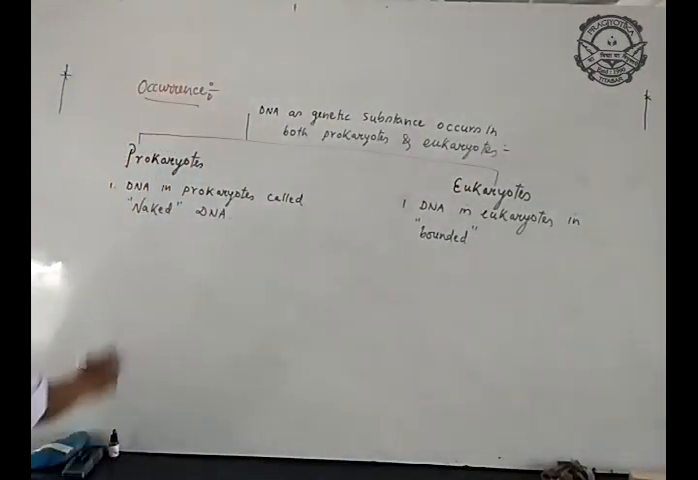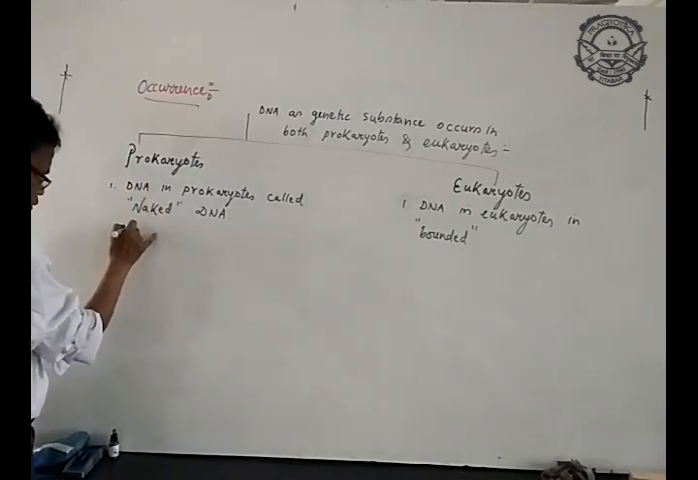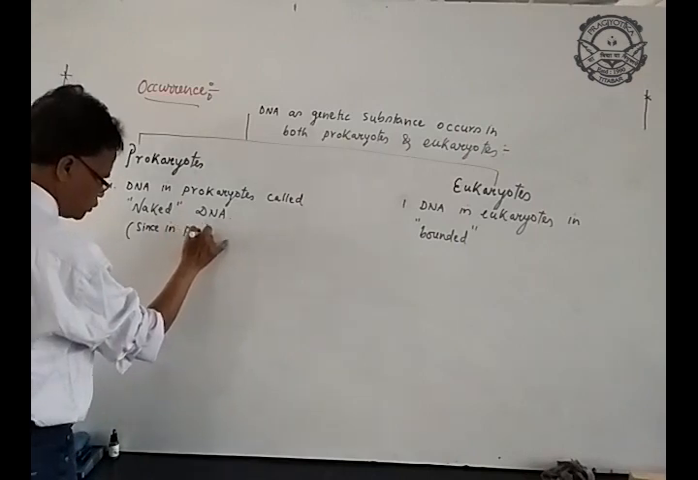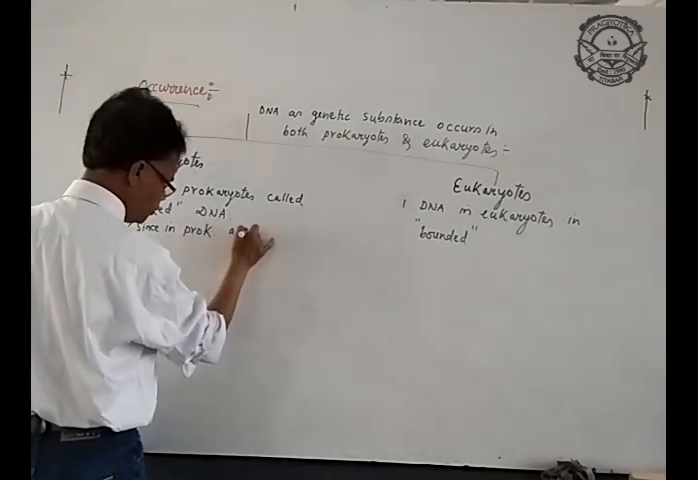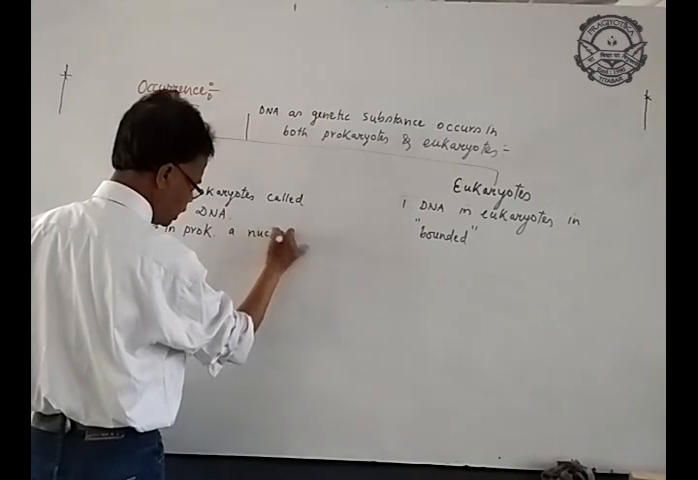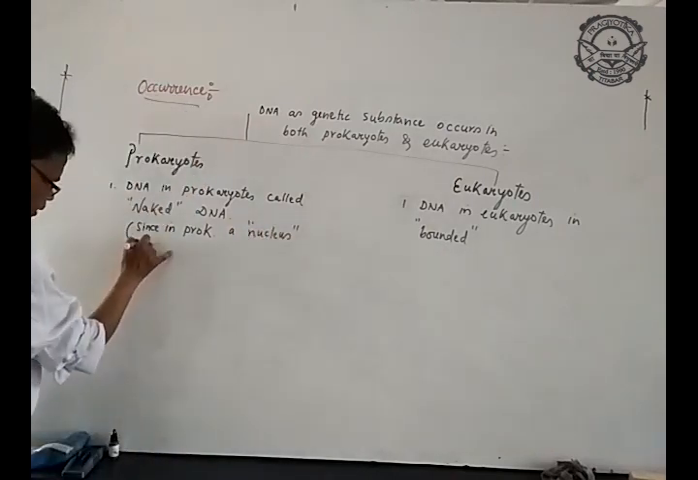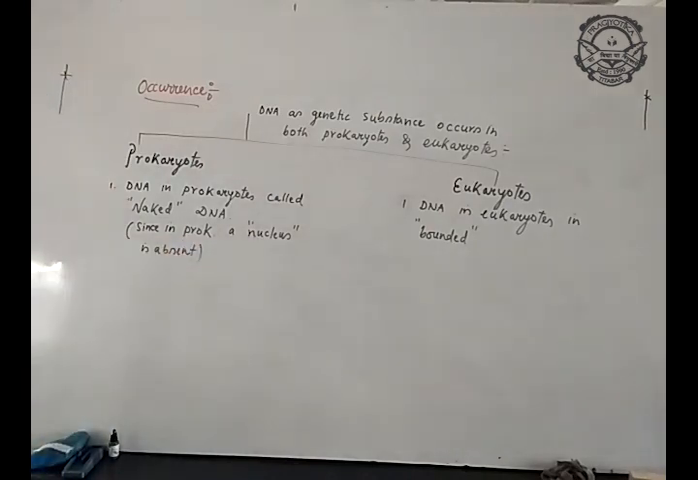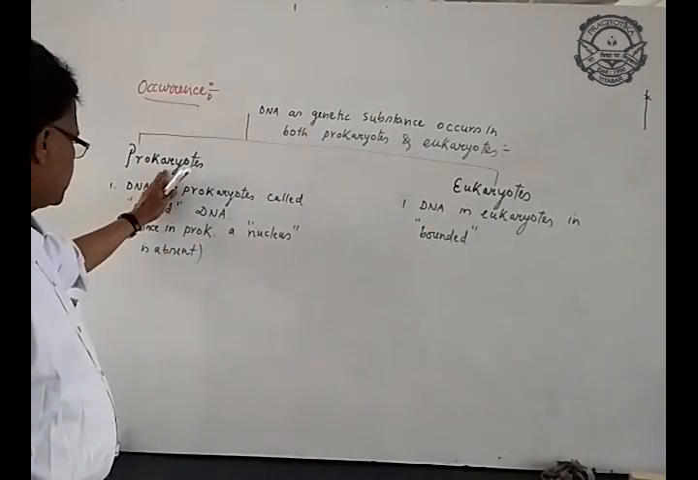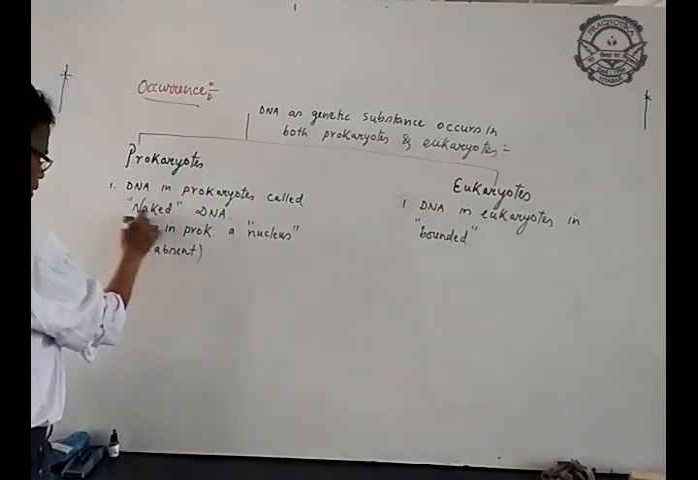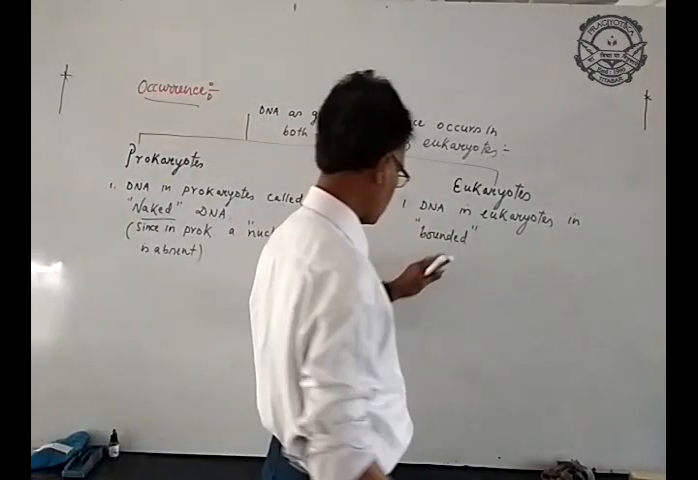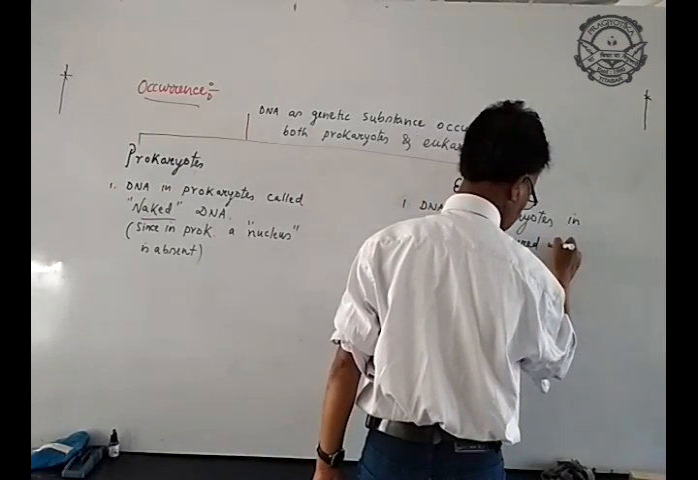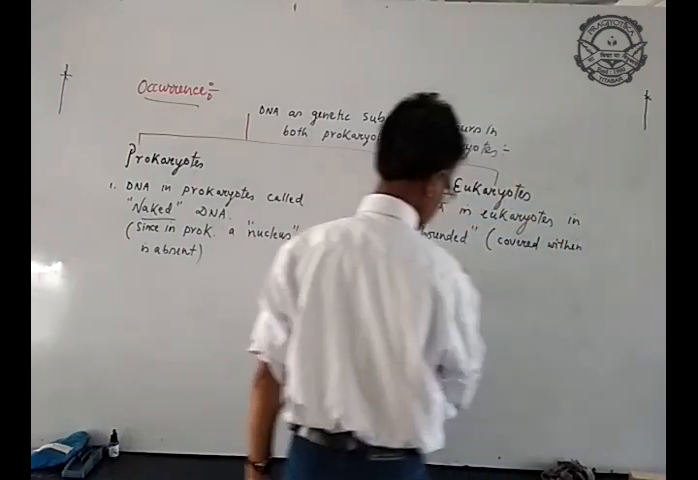The cause is that in prokaryotes a true, well-defined nucleus is absent. A well-defined nucleus is absent in prokaryotes, so it is sure that DNA in prokaryotes is naked DNA. In a eukaryotic cell, however, it is bounded because it is covered within the boundary of the nucleus.